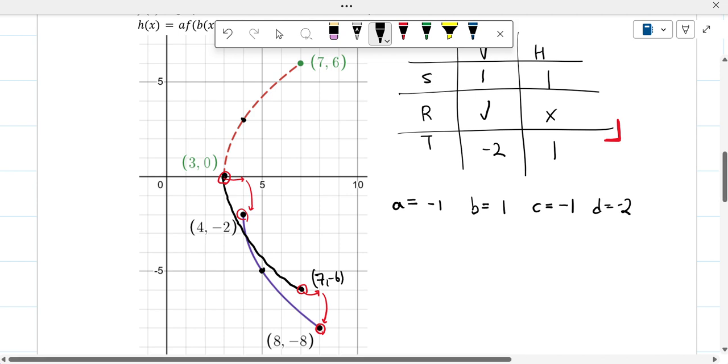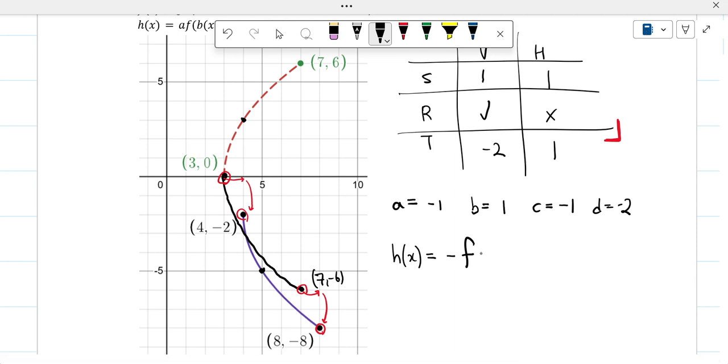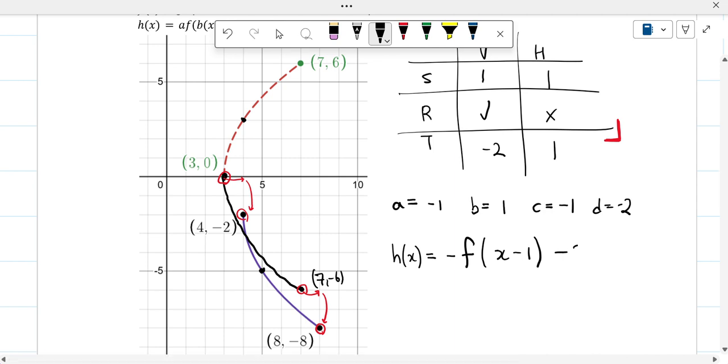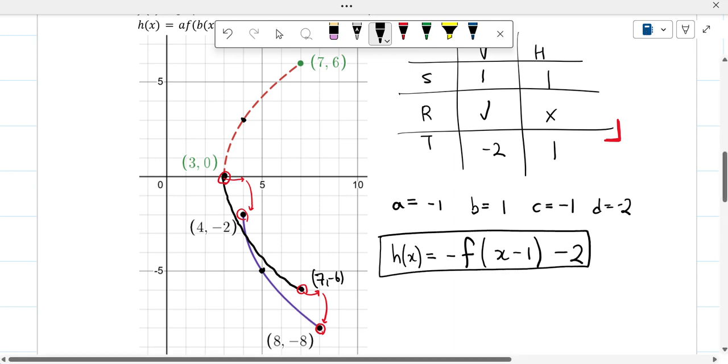So if I summarize them together, it becomes h of x is equal to negative f. By the way, last time I marked this test, about half the people forgot to write the f, so don't forget that, please. Times 1, so I'm not going to write that. x minus 1, close bracket, minus 2. So my final answer is h of x is equal to negative f of x minus 1, minus 2.